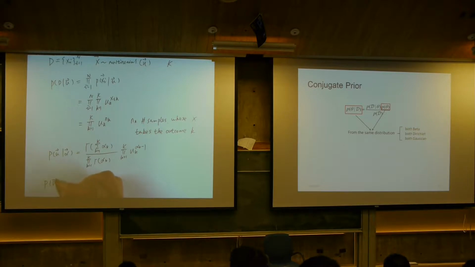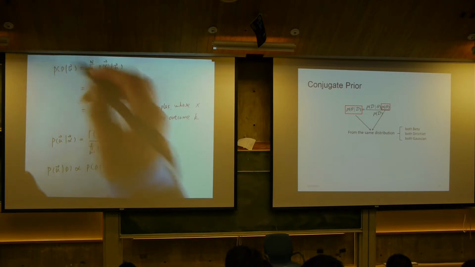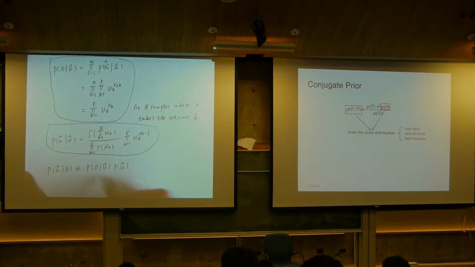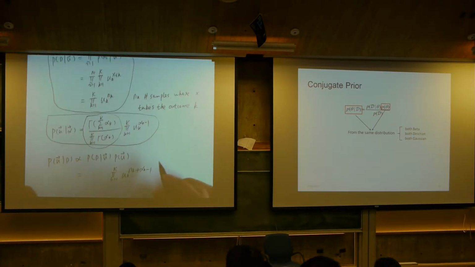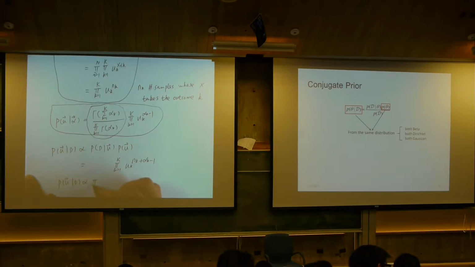We know that the posterior p of mu given D is proportional to the data likelihood and the prior probability. So we put the Dirichlet prior and the data likelihood into this part. We get... by the way, this part here does not involve mu, so it is a constant. We can drop it. So finally, p of mu given the data set is proportional to this quantity here.